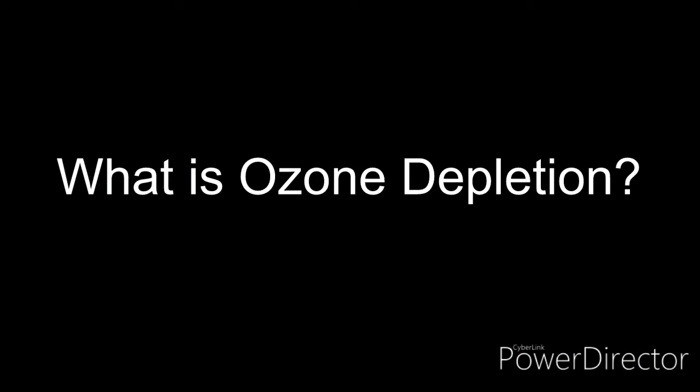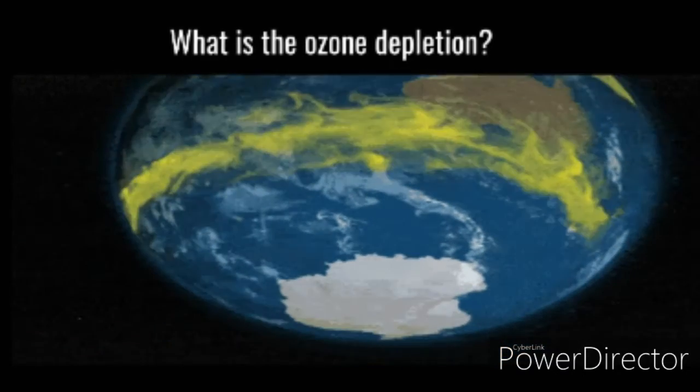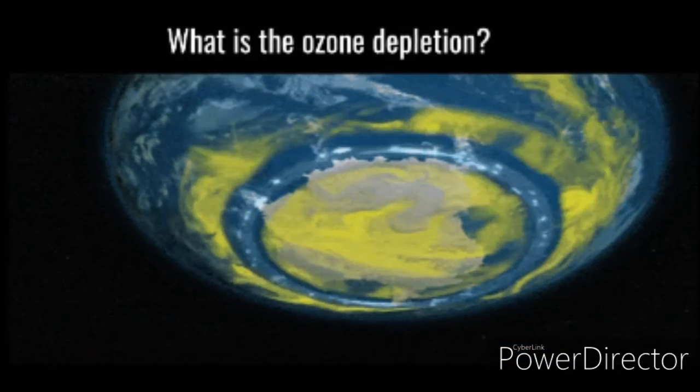What is ozone depletion? Ozone is a gas molecule that has been formed by sunlight from three oxygen molecules. The exact definition of ozone depletion is the gradual thinning of Earth's layer of the upper atmosphere caused by the release of harmful chemical components by human activities in industries.